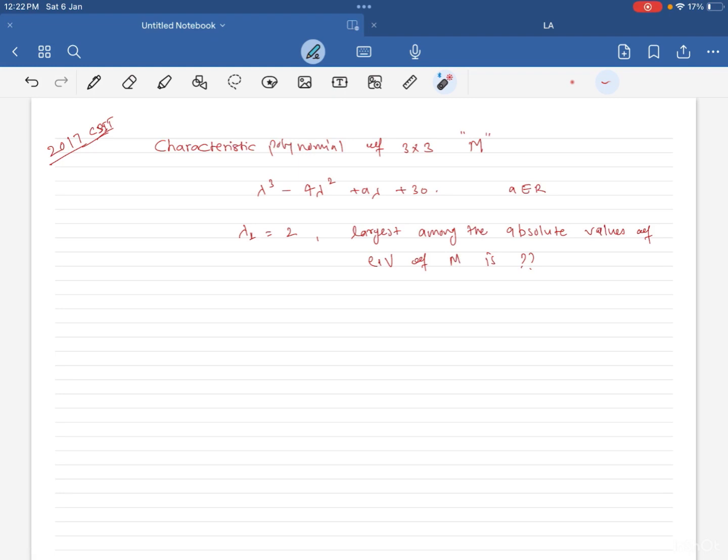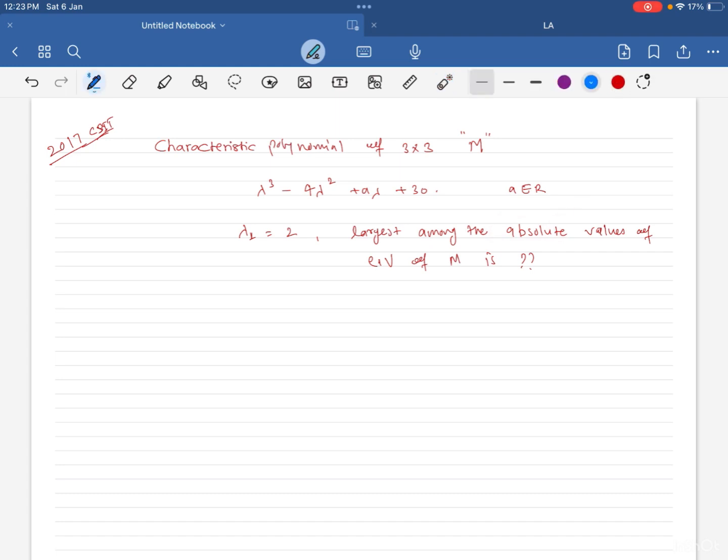Thank you. So this question is from CSIT 2017. We are given the characteristic polynomial of a 3 by 3 matrix M, all the elements are real, and A belongs to the real numbers, and we are given one eigenvalue. We have to find the largest among the absolute values of the eigenvalues of M. So we have to look at which eigenvalue is the largest, and take into consideration the absolute value, right? So how can we do that?